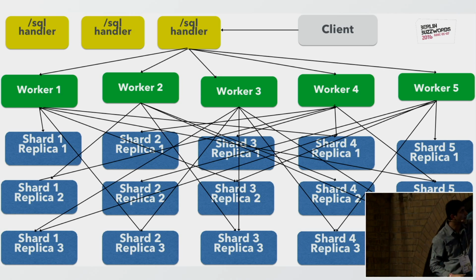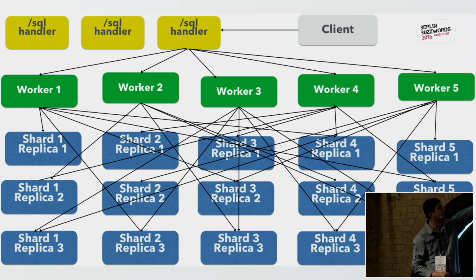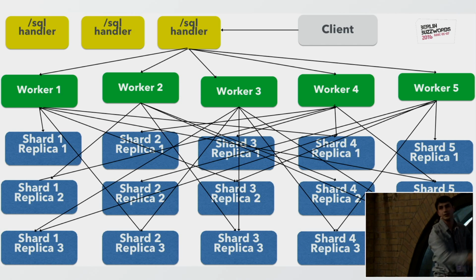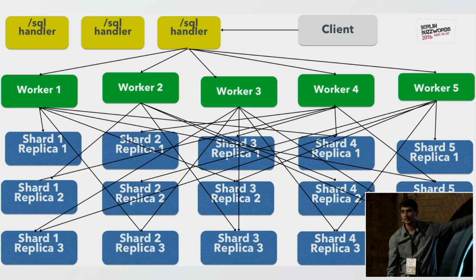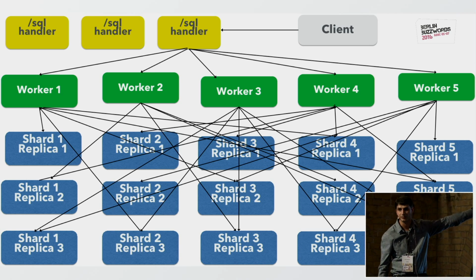So they will send requests to one replica from each shard. Every worker will get 1/5 of the overall data to process. They will roll it up, and then they will send the whole response back to the SQL handler. So this is all happening in a streaming fashion. There's nothing which is being kept to memory or being spilled to disk here. Okay?